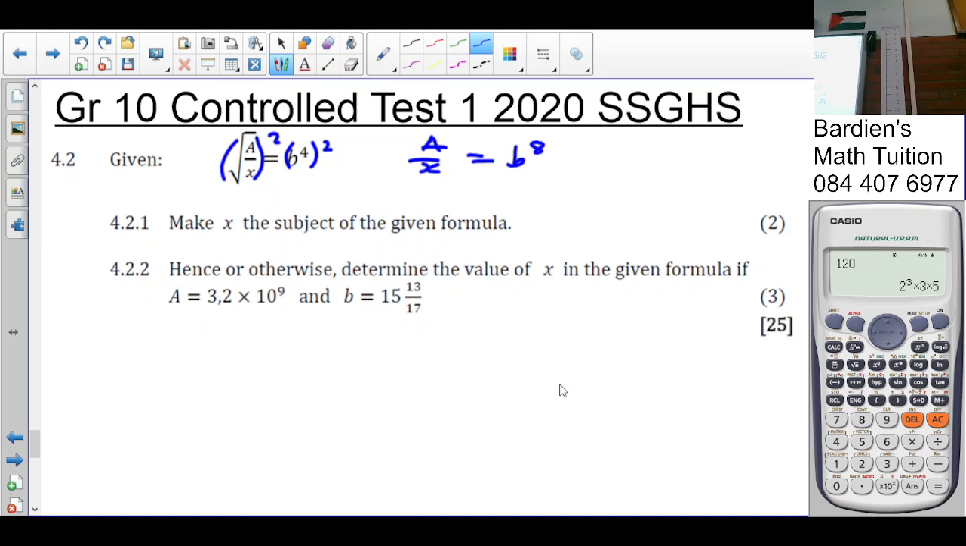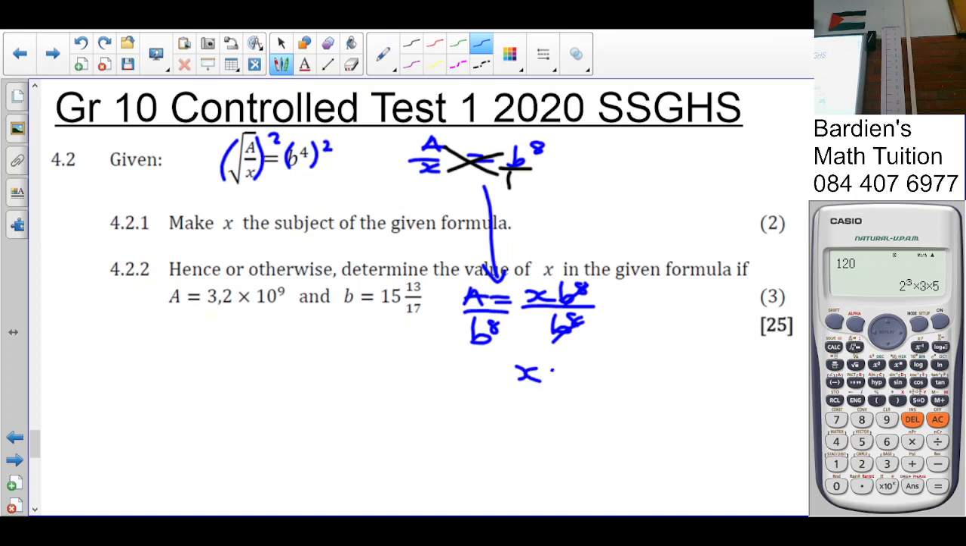Not so. So how do I get x on its own? Find an LCM. Not so. Or I can? I just did it in the previous question. Cross multiply. So that's going to give us a is equal to x b to the 8. Now what? Divide by b to the 8.